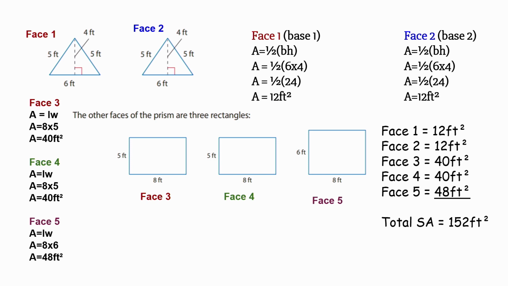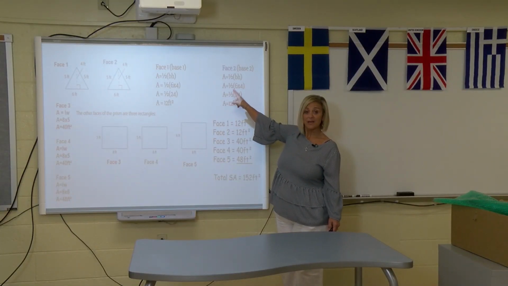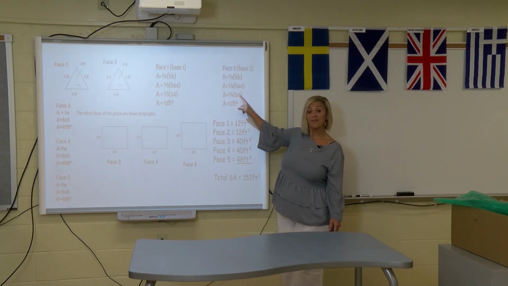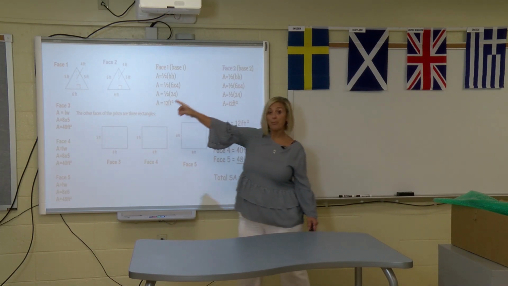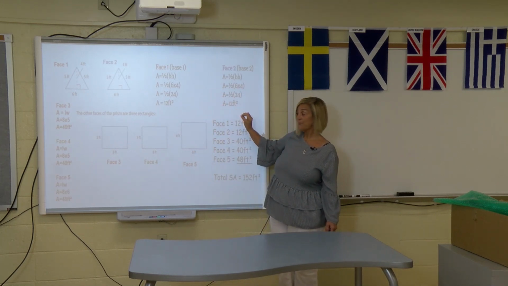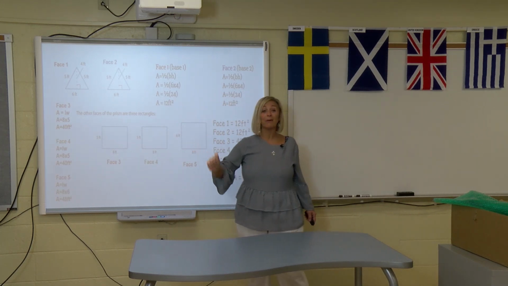So we have our first triangle and our second triangle, they are equal. So we do the exact same thing for triangle number 2. 1/2 times base times height, 1/2 times 6 times 4 equals 1/2 times 24, which equals 12 foot squared. So now we have both of our triangles. We found the area of both of our triangles. Now we have to move to our rectangles.